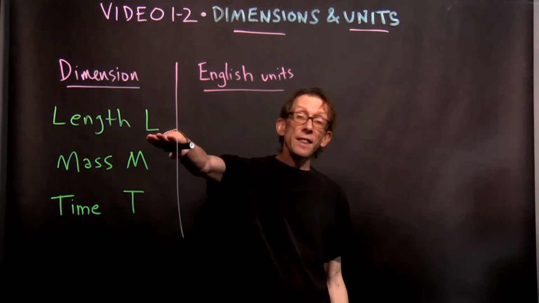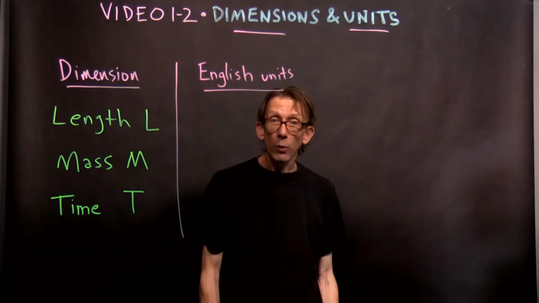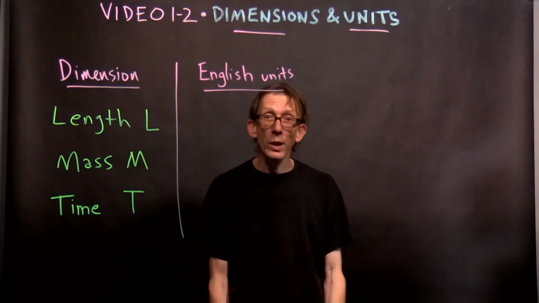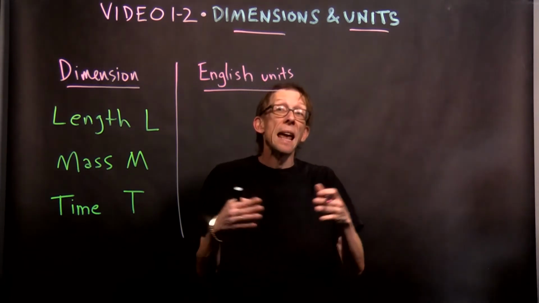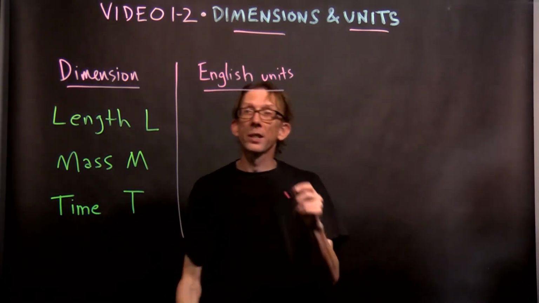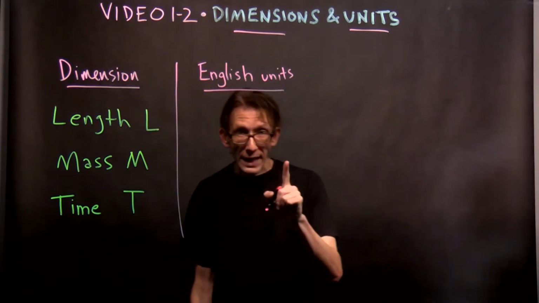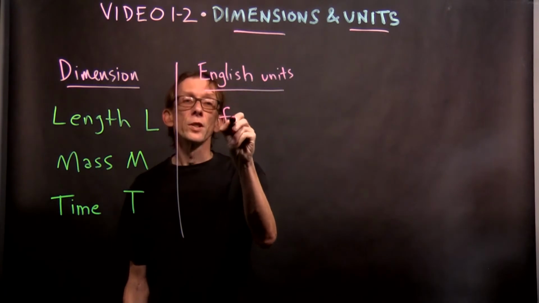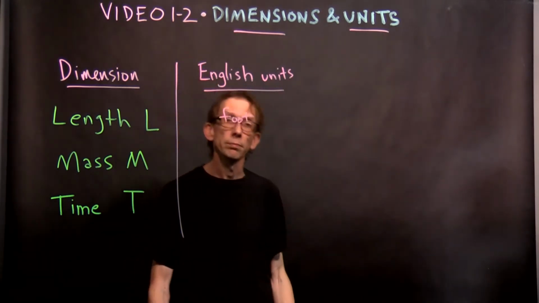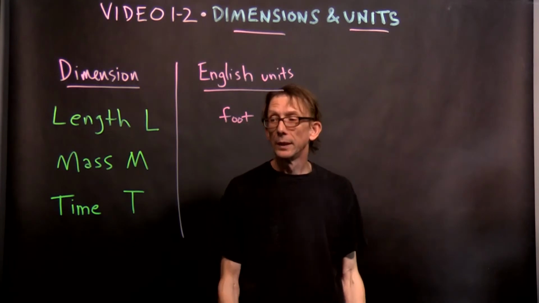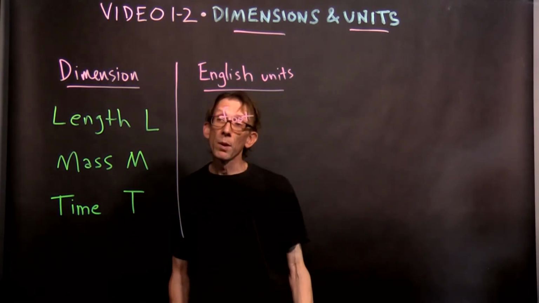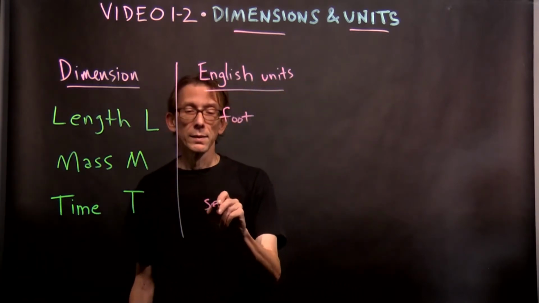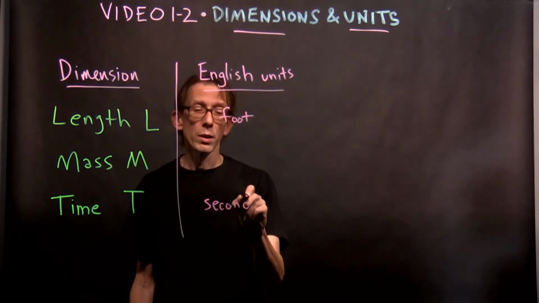We can measure length in any way we want to, right? We can measure the length of a football field in yards, or we can measure it in meters, or we can measure it in feet. We can measure it in any unit. In the English system, the unit that is used to measure length is the foot. And we're all familiar with that. In the English system, the unit used to measure time is the second, and we're all familiar with that.